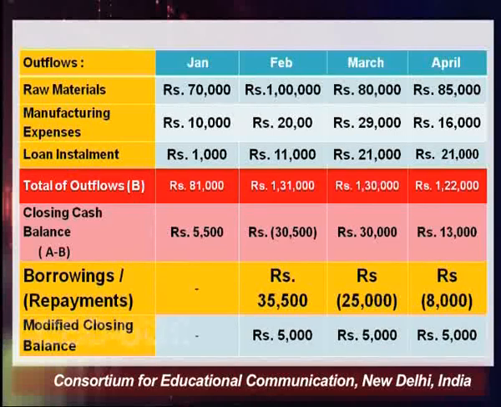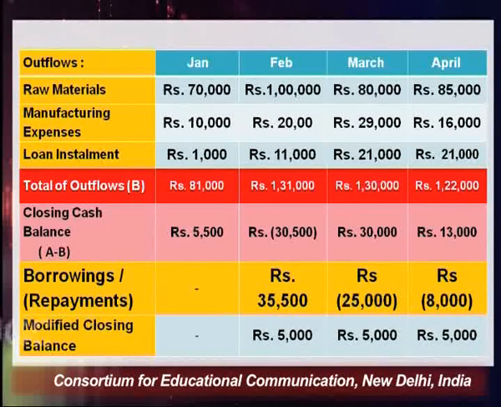At times students think that we have to take a loan of rupees 30,500. The answer is no. You have to take a loan for that amount which is able to cover not only this deficit of 30,500, but also the minimum balance of rupees 5,000. So we have to maintain a minimum balance of 5,000 rupees, and 30,500 rupees we have as a deficit. So we'll be taking a loan of rupees 35,500, which we have shown as borrowings. 35,500 for the month of February we are going to borrow.